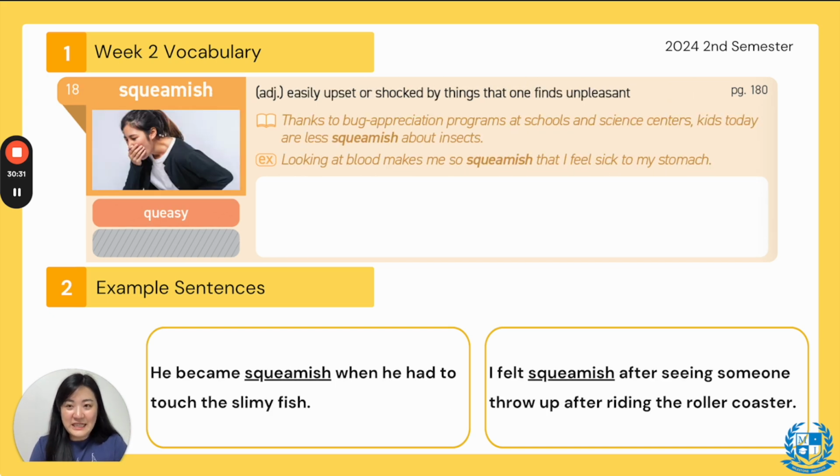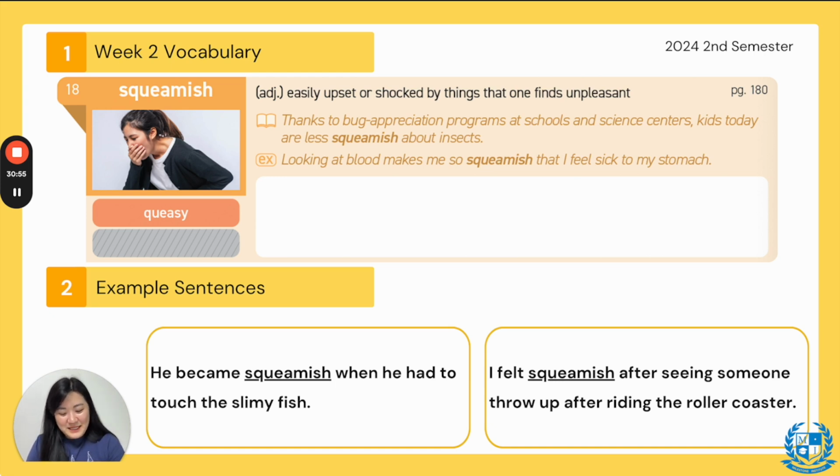Number 18, the word is squeamish. Everyone say squeamish. And the synonym is queasy. It is an adjective and it means easily upset or shocked by things that one finds unpleasant. Yes, so it makes you feeling a bit sick and grossed out.